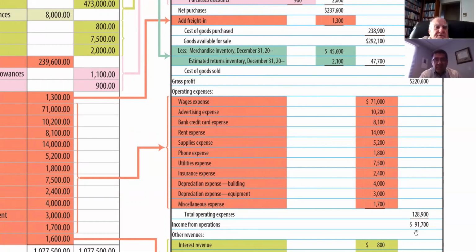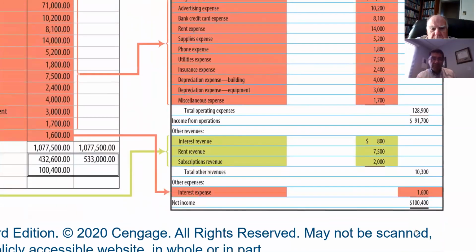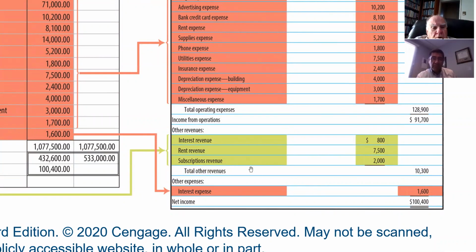Income from operations. You can call it net income from operations. And you remember we had things like interest income and other things that were counted up on the top with the sales. Under this method here, the interest revenue, the rent revenue, and the subscription revenue are considered other revenues. And that's a key difference between the simplified single step and multiple step.